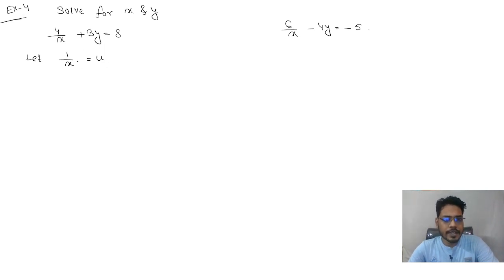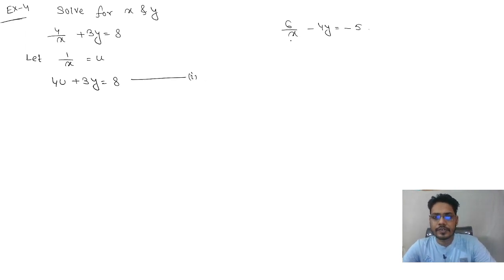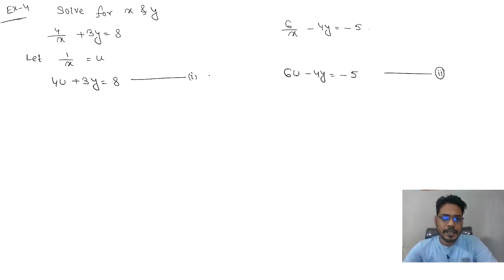Then what will you get from here? It will be 4 into 1 by x, that means 4 into u. So 4u plus 3y is equal to 8. That will be your equation number 1. Now here 6 by x, that means 6 into 1 by x, and 1 by x means u. So 6u minus 4y will be equal to minus 5. That will be equation number 2. Now do one thing, make them equal. So the coefficient of y, you can make them equal. So multiply by 4 and multiply by 3.